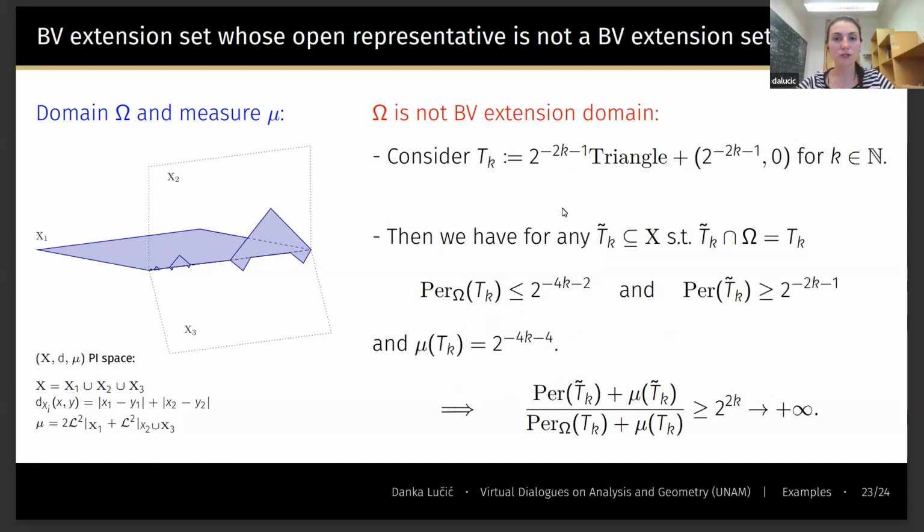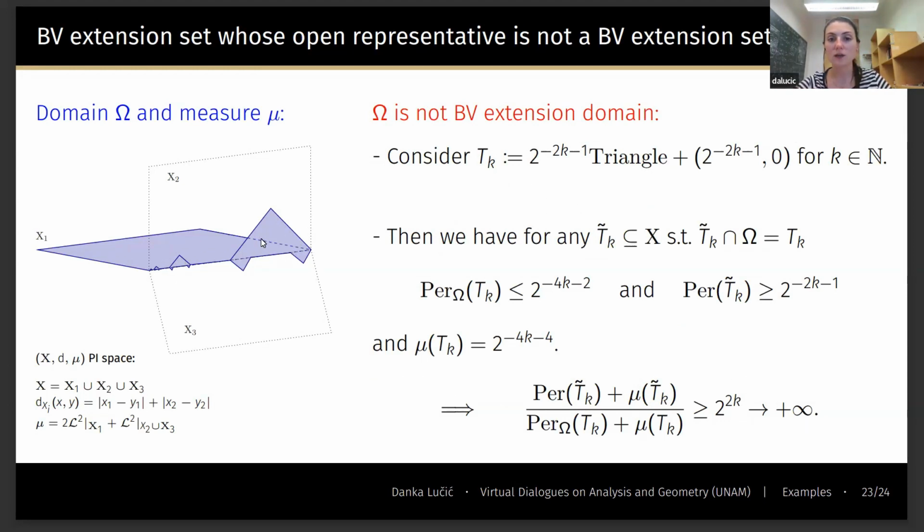And in order to see now that this is not an extension domain, what we are going to do is show that this does not have the extension property for the sets of finite perimeter. And it's enough to consider one of these triangles, any one you want. So the triangle is just one with the unit length, and then we are dyadically scaling this and putting it here.